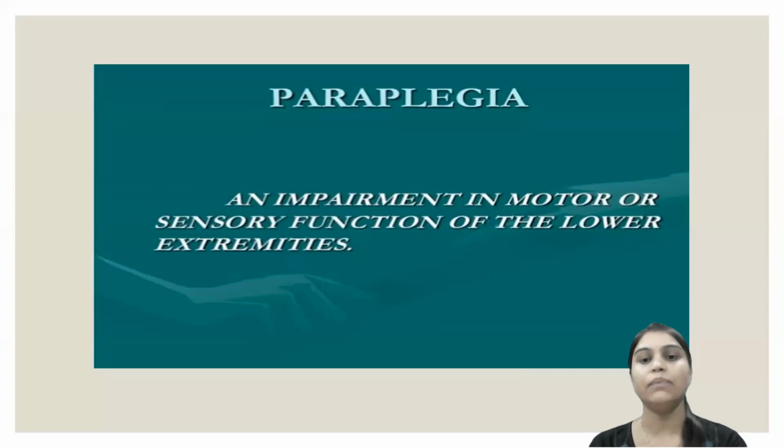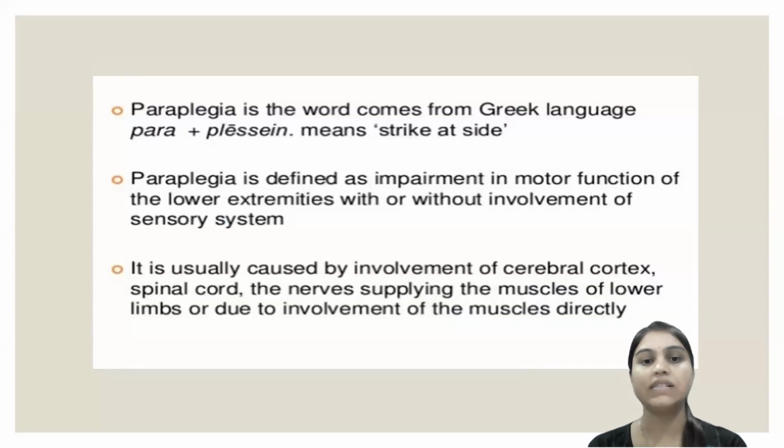Paraplegia is an impairment in motor or sensory function of the lower extremities. The word comes from the Greek language: para plus plesin means strike at side. Paraplegia is defined as impairment in motor function of the lower extremities with or without involvement of the sensory system.